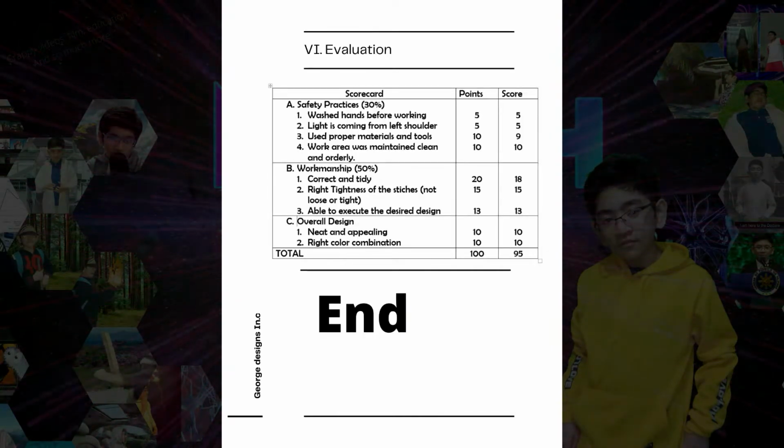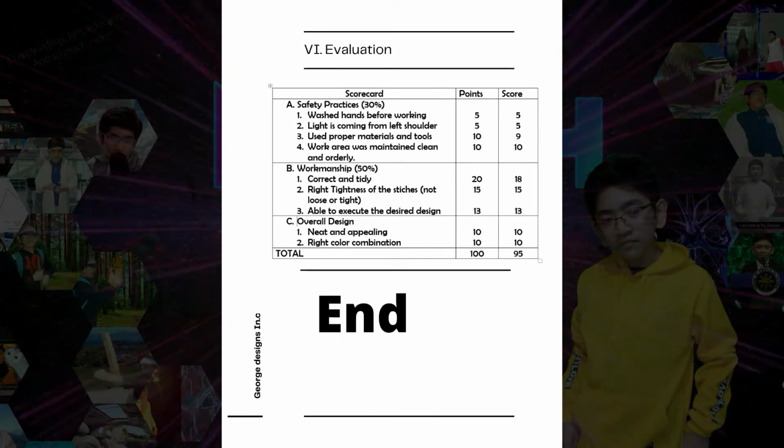And lastly everyone, we've come to the evaluation. So basically in our scorecard here, there are 3 categories and there are points for it. Those points are already given in the module and the score is the personal score that I gave to myself. So, first category, safety practices, which awards us 30%. Number 1, wash hands before working. Points for it is 5 and I scored myself 5 because it's really easy to wash your hands. Soap exists and a washing basin also exists.